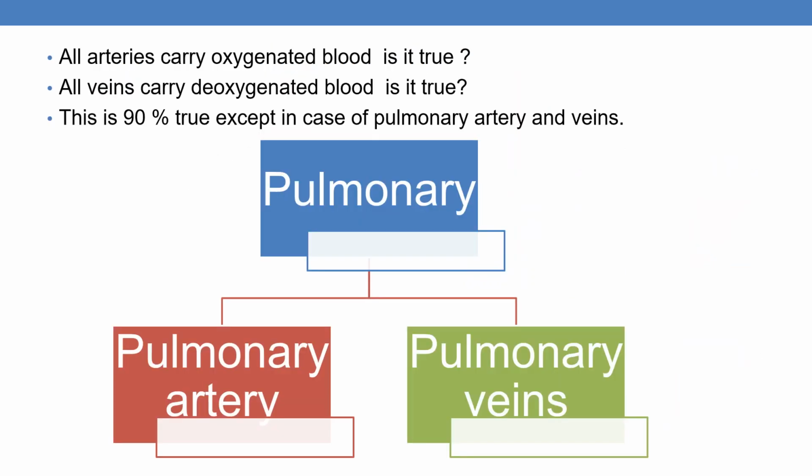After discussing that, all of you might have one doubt regarding the arteries and veins. Let us see 2 statements. All arteries carry oxygenated blood. Is it true? And all veins carry deoxygenated blood. Whether the 2 statements are true or not. It is true only for 90%, except in the pulmonary artery and pulmonary vein.